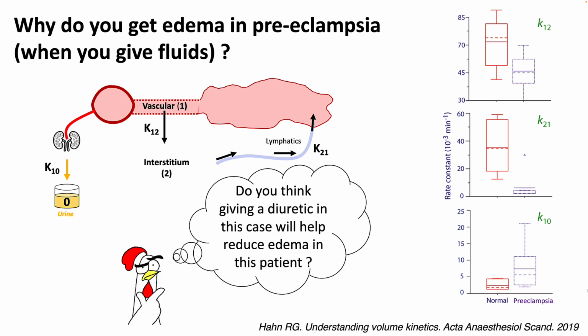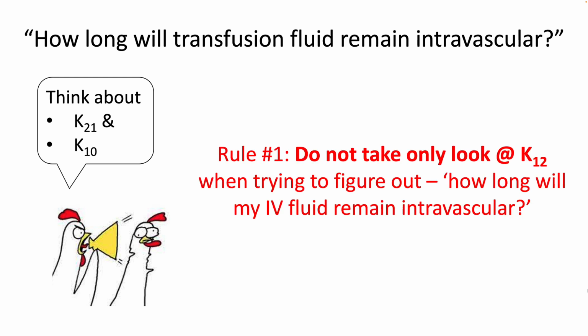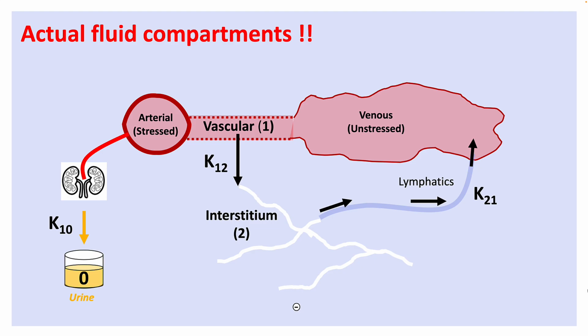One of the questions that I will leave you to ponder is, do you think giving a diuretic in this case will help reduce edema in a preeclamptic patient? So whenever you ask how long the transfusion fluid will remain intravascular, always think about K21 and K10 apart from the K12. So now you understand these basic concepts. Let's dig a little bit deeper.